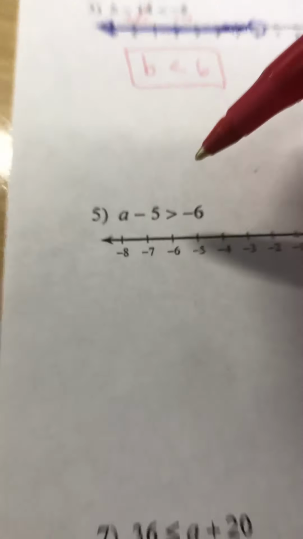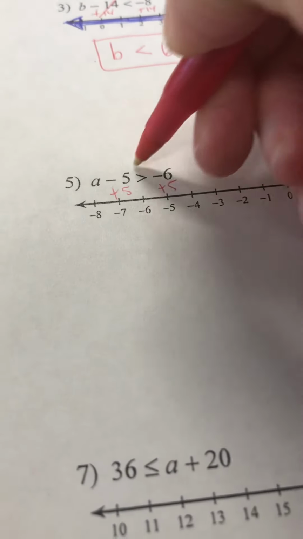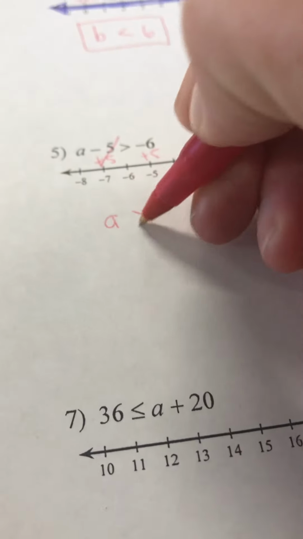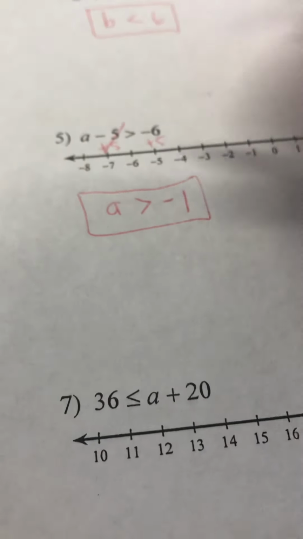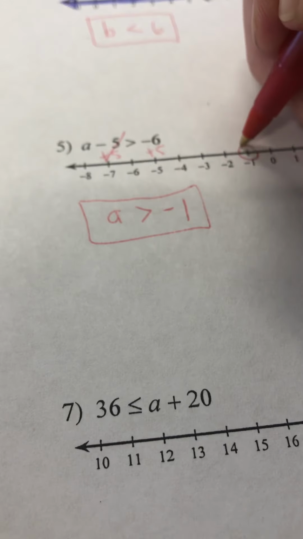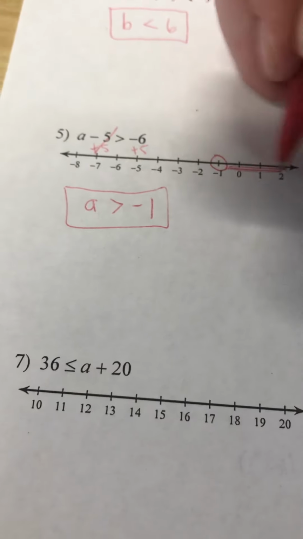Okay, looking at number 5, it says a minus 5. We're going to add 5. So a is greater than negative 1. There's no equal sign, so you should have had an open circle at negative 1, and because it's greater, we're going to go off to the right.